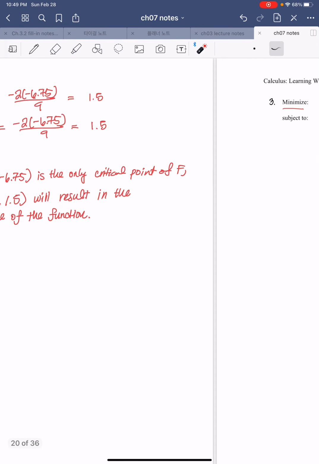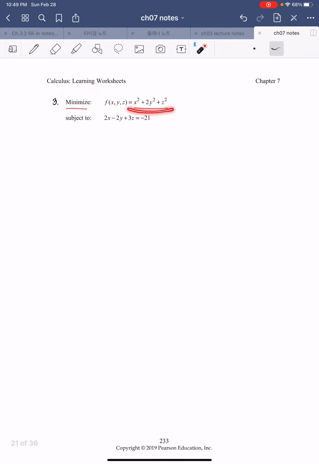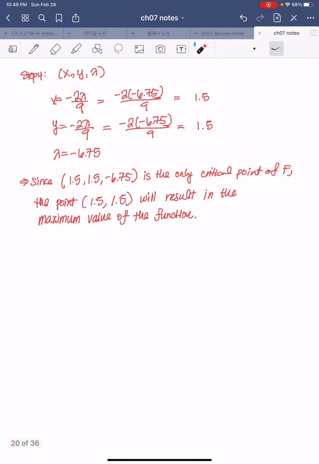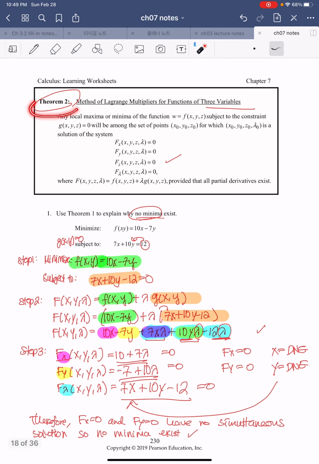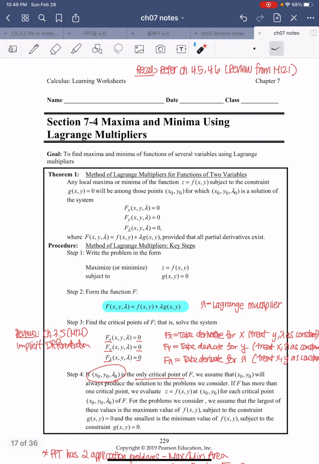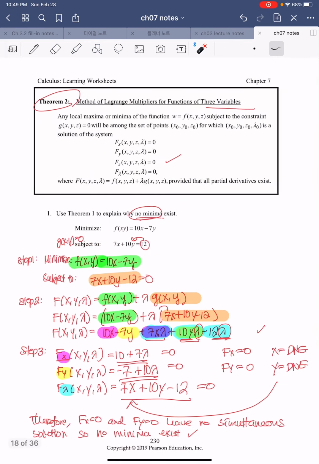This time we are going to minimize one with the 3 variables, x, y, z. So it looks like I'm going to be using theorem number 2 with the 3 variables. Now coming up with 4 different equations, but the process will still be the same. I'm going to do 4 steps. So my first step is to rearrange the problem, write the problem in the form f of x, y, z, and then subject to, set the function equal to 0, the standard form.